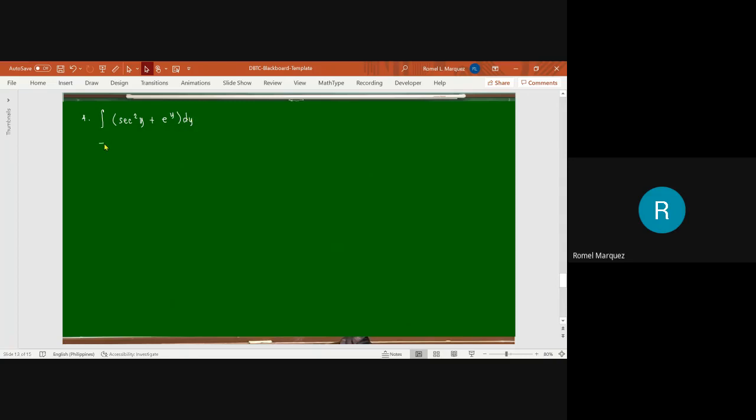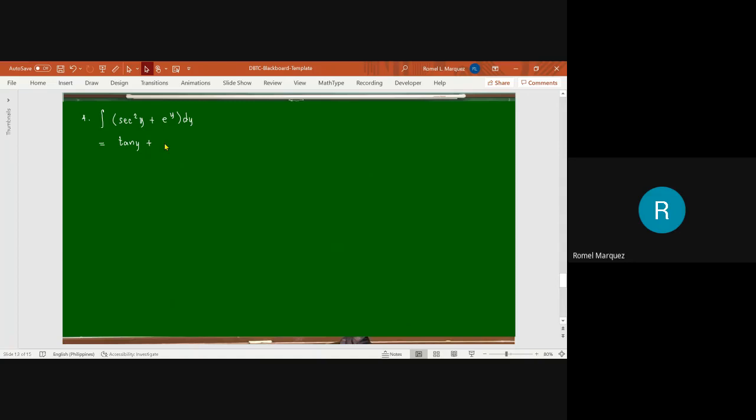It is tangent, right? Tangent y. And what about for e to the y? So that is e to the y, no? So the function that once I get the derivative, I will get e to the y. That is e to the y also. So hence, the integral of secant squared y plus e to the y quantity dy is tangent y plus e to the y plus c.